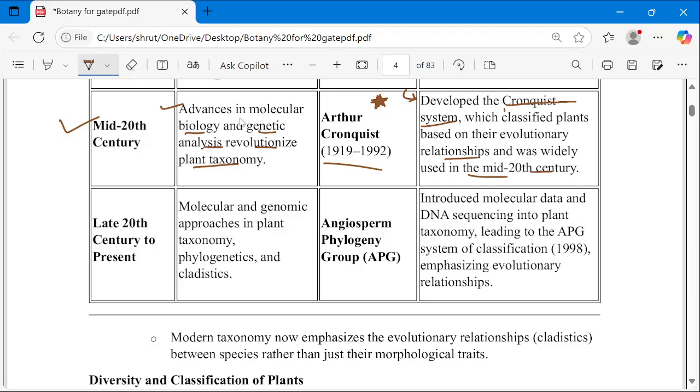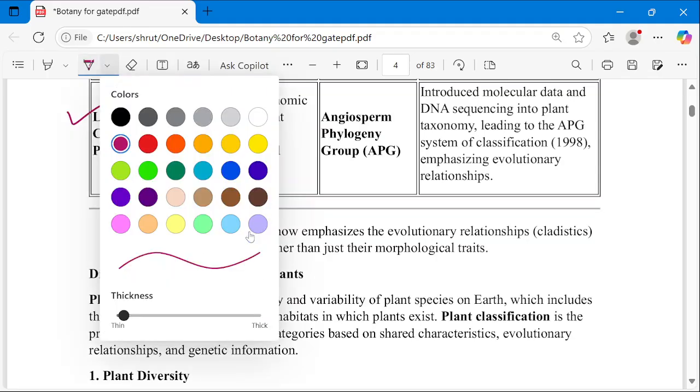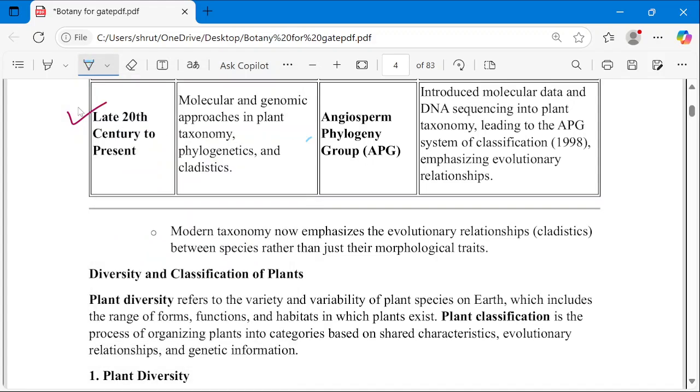And also there were the advances in molecular biology and genetic analysis which revolutionized plant taxonomy here. Now we are discussing the late 20th century to present. Here, the molecular and genomic approaches in plant taxonomy, phylogenetics and cladistics. We are going to discuss these words like phylogenetics and cladistics in detail later in the upcoming videos. Don't panic if you don't know the meaning of these words. We will discuss it in the upcoming videos.